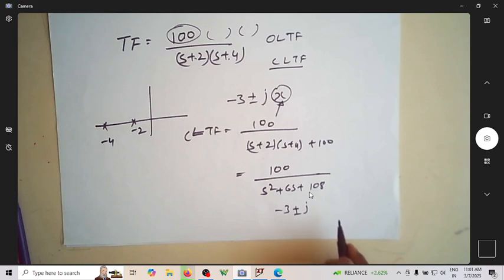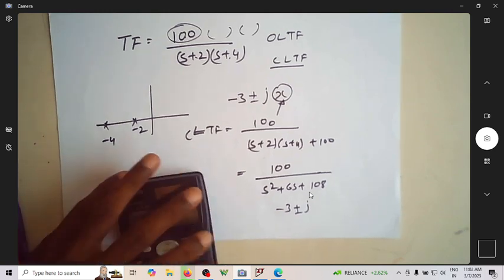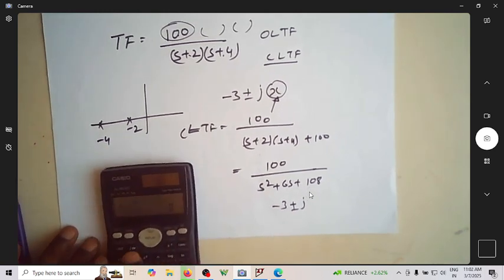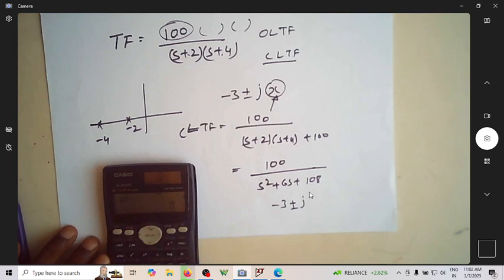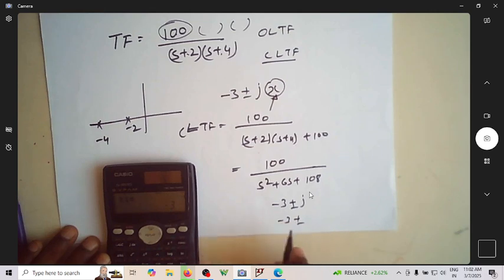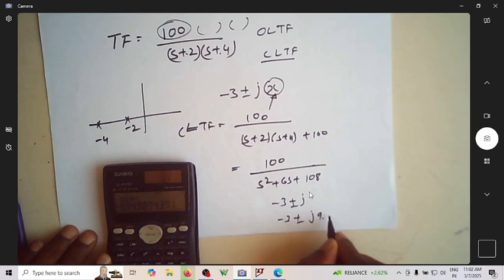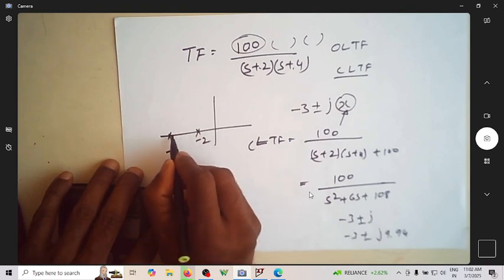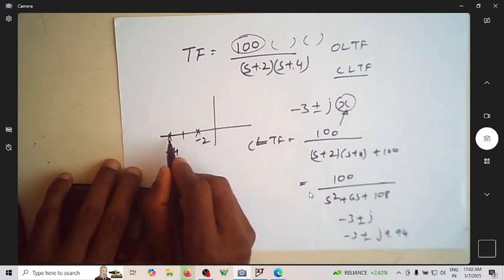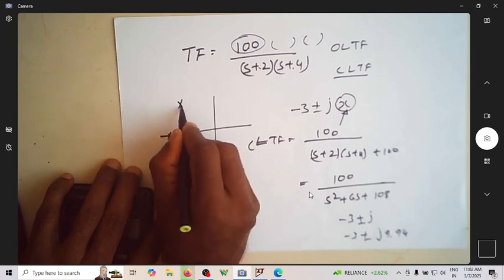For that, let me just use my calculator. So this is 1, 6, 108. Can you see it is -3 plus or minus j 9.94. Of course you can see it's exactly the midpoint of these two poles. The midpoint of these two is -3, so that's why it is moving here.